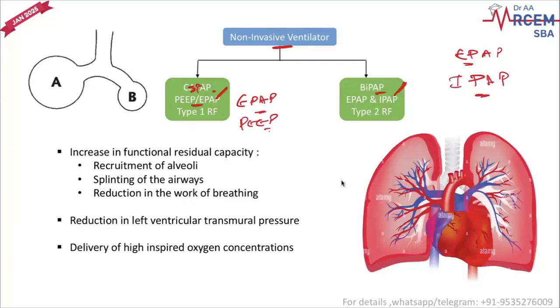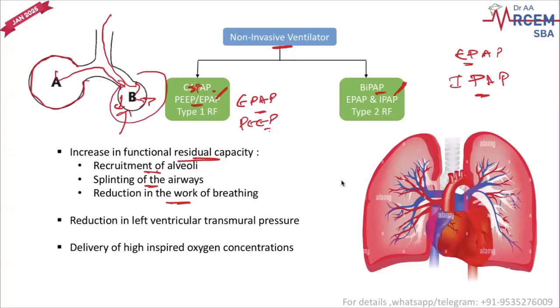What is the advantage of using an NIV? The functional residual capacity will increase. Basically, your lung capacity will increase. How? Some alveoli might be collapsed. As you're pushing the air under pressure, these alveoli get opened up and recruited. So that's why recruitment of the alveoli will be there. Once the alveoli are opened up and it reaches adequate pressure, this pressure will be transmitted to an adjacent alveoli which is collapsed, and that alveoli also opens up. This is known as splinting of the air.